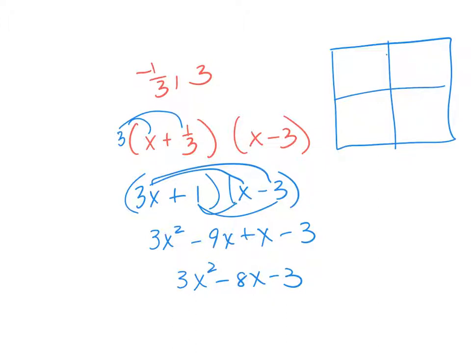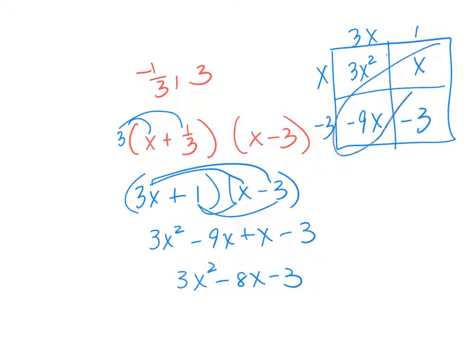So we got 3x and 1, and x and negative 3. So that's going to be 3x squared. 1 times x is x. Negative 3 times 3x is negative 9x. And negative 3 times 1 is negative 3. And you combine those two, and you get 3x squared minus 8x minus 3.